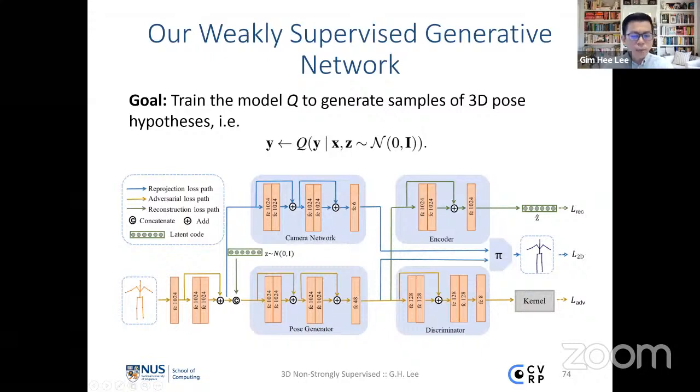So the rough idea here is that we want to train a generative model, which we call Q here, to generate multiple samples of the 3D pose hypothesis, conditioned upon the input 2D skeleton pose of the human and a random latent code Z, which we draw from a normal distribution. Given these two as the input, we want our generator network to output multiple 3D human poses, each one corresponding to a unique random sample that we draw from the normal distribution.